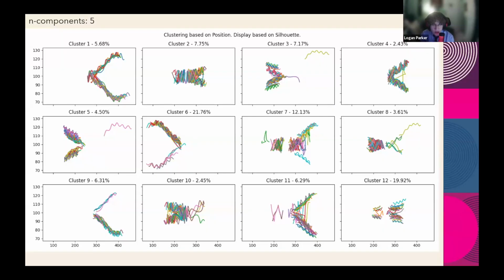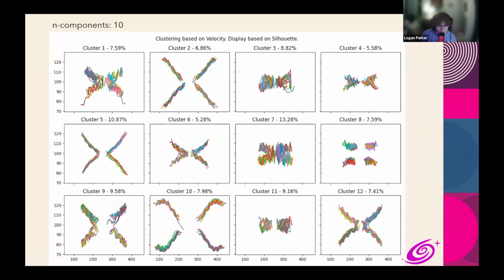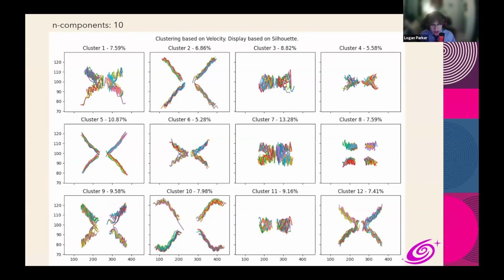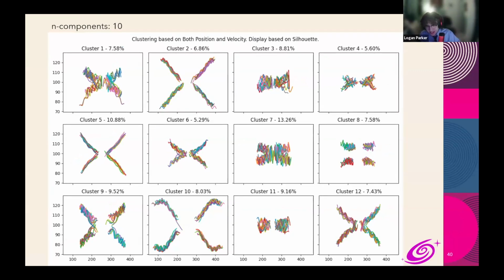So here is clustering based on position for the ions. Here it is based on velocity. And then here it is based on both. It's pretty much the same. There are some percentage differences, like if you look at cluster 10, but for the most part, same thing.